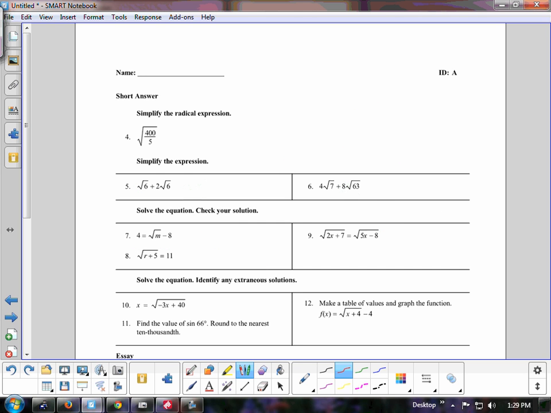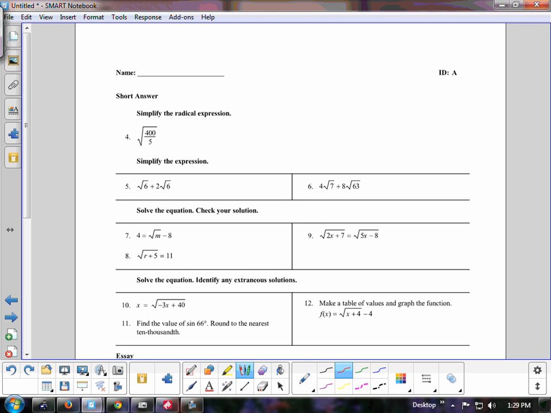Question number 8. We're going to do the same thing. The radical's by itself, so square both sides. You get r plus 5 equals 121. Minus 5 from each side, and r equals 116. Then when I check it, if I plug in 116 into my equation, add 5 to it, I get 121. And then radical 121 is 11, so that checks out.